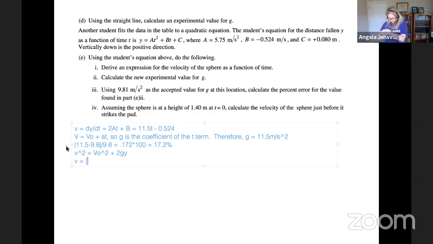V naught squared. What is V naught? Let's go back to our original expression. V naught is the coefficient of the t term, so it'd be negative 0.524, right? So negative 0.524 squared plus 2 times g. What is our g? 11.5, right? So can I just do 23? Because 2 times 11.5 is 23, right? I think so, yeah. Times delta y.